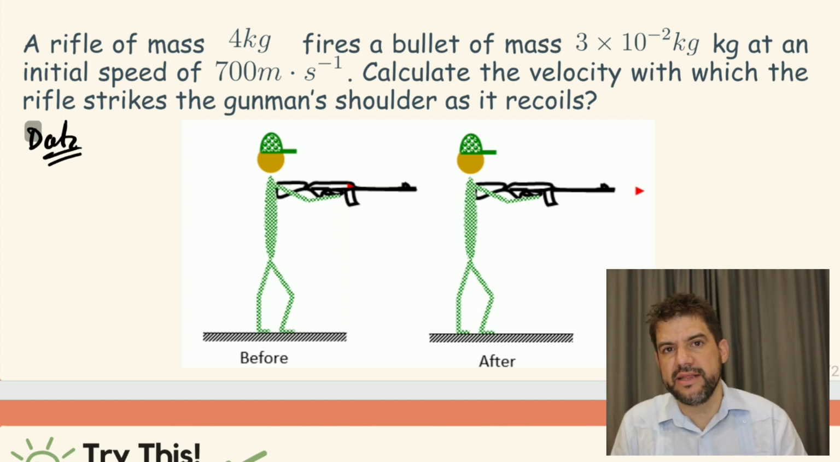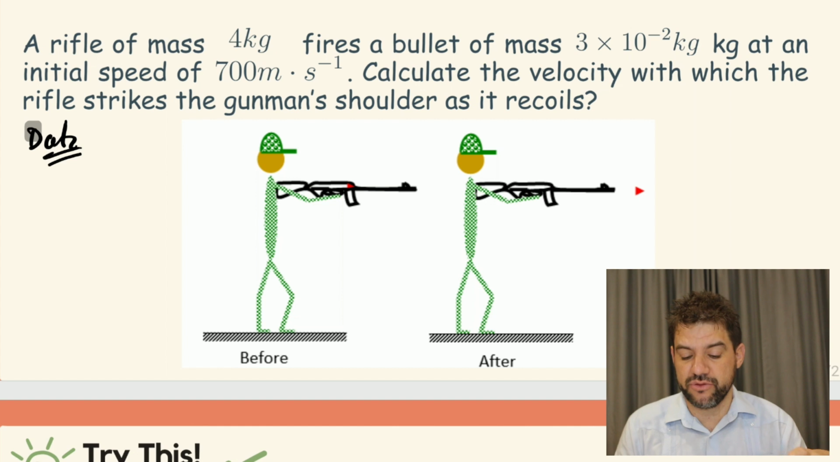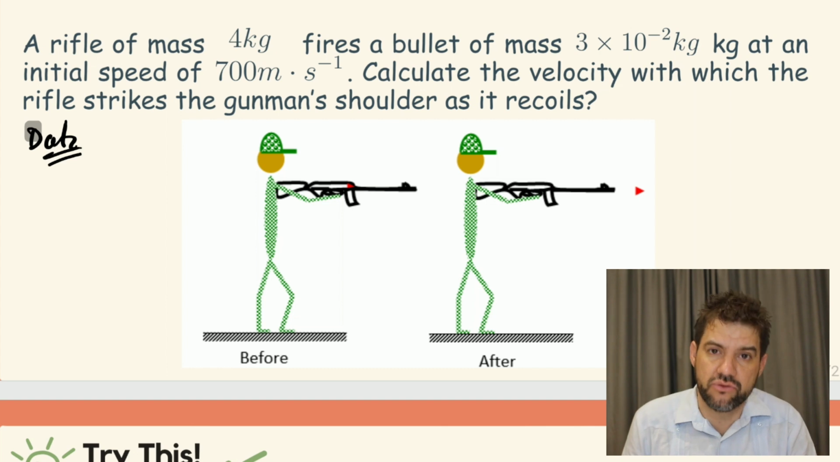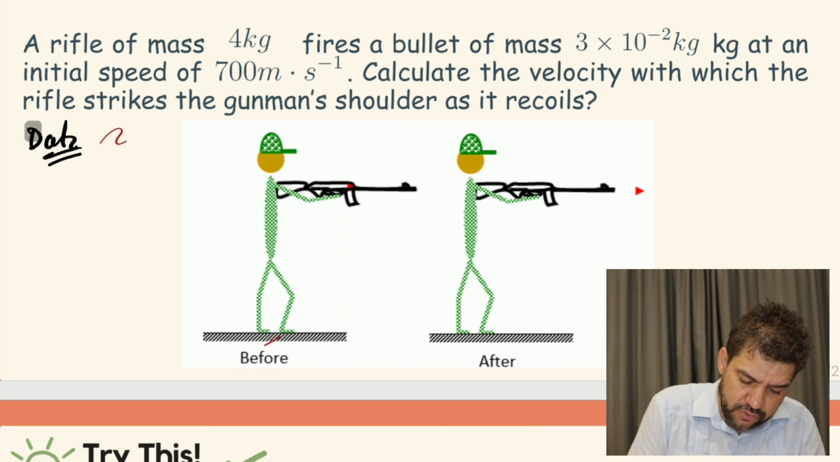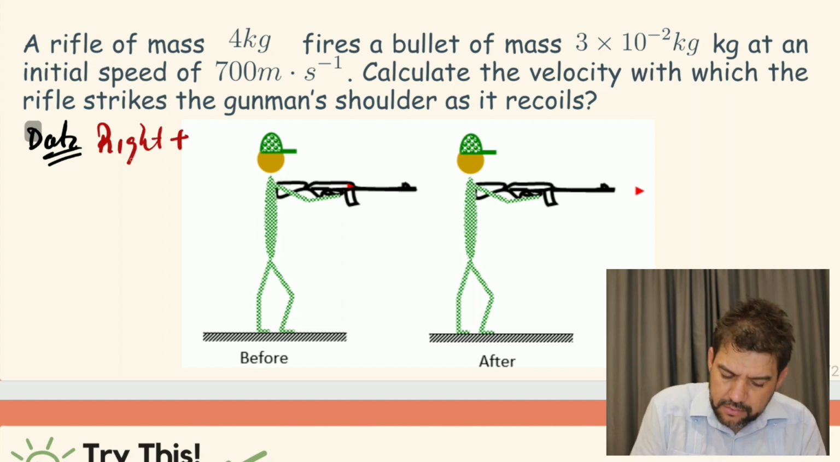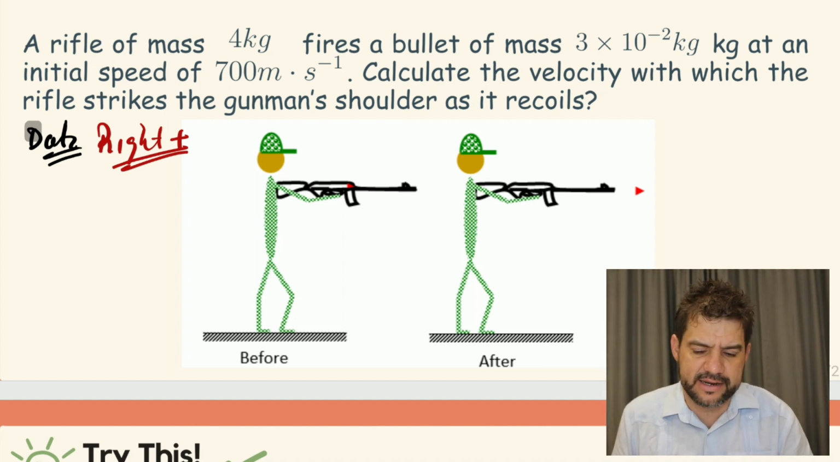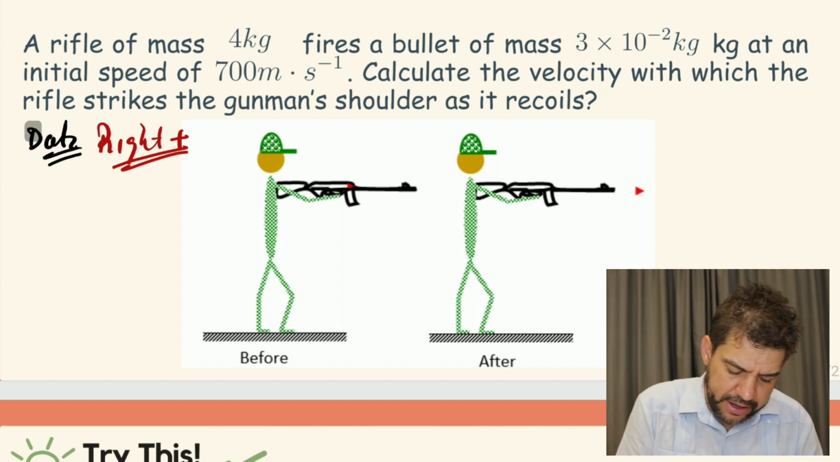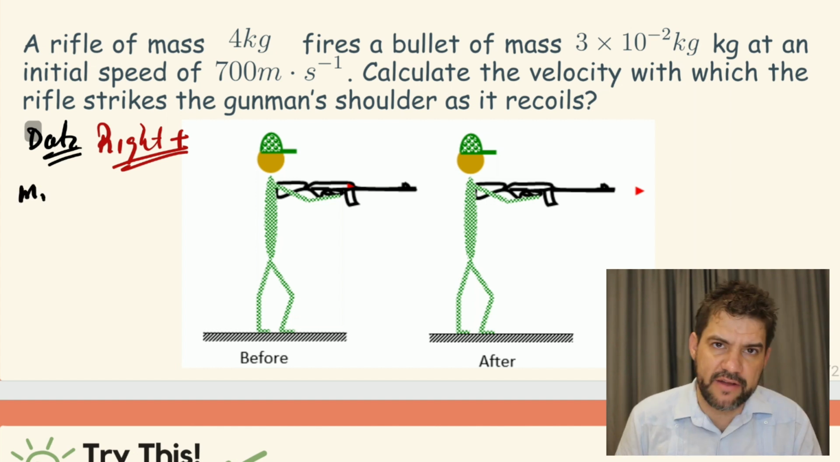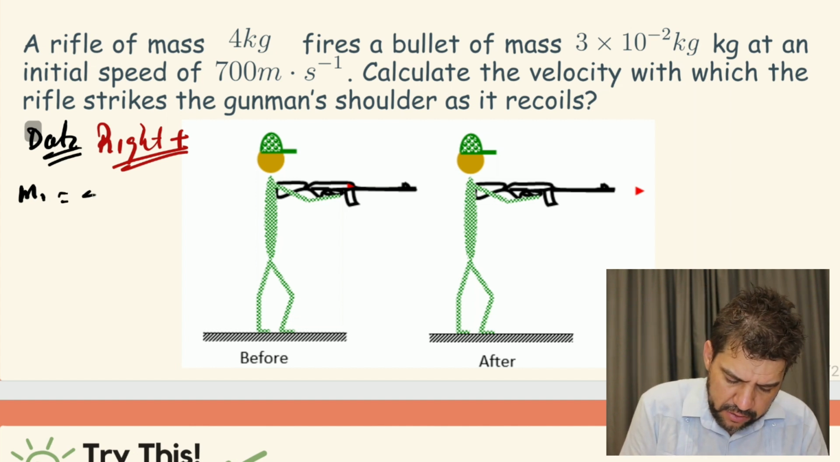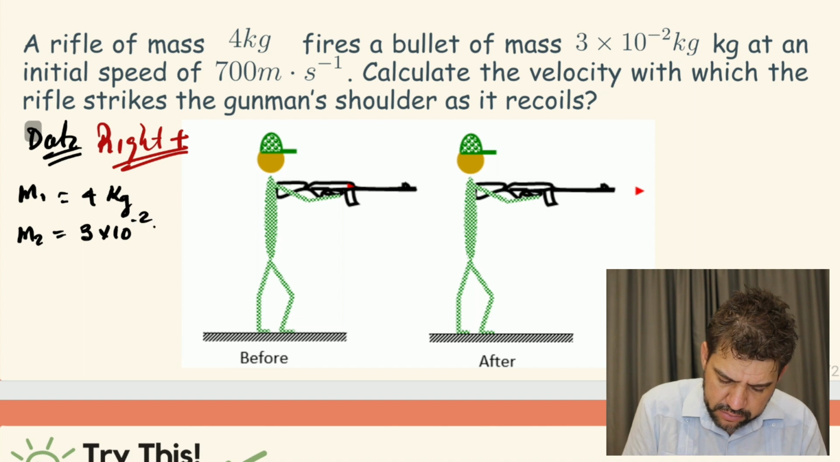Now, remember, before data, we need to deal with direction. In this case, the bullet is moving to the right. We're going to take right as positive, and I highly recommend you to do that during the data. So I'm going to write here, right positive. I like to do it while I'm writing the data, and it doesn't really take that much time. So now here, mass 1, I'm going to take rifle as mass 1, that is equal to 4 kilograms. Mass 2, which is the bullet, is 3 times 10 to the minus 2 kilograms.